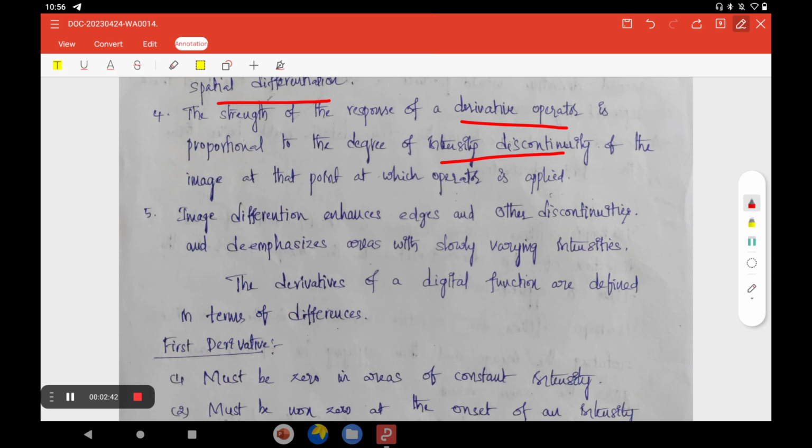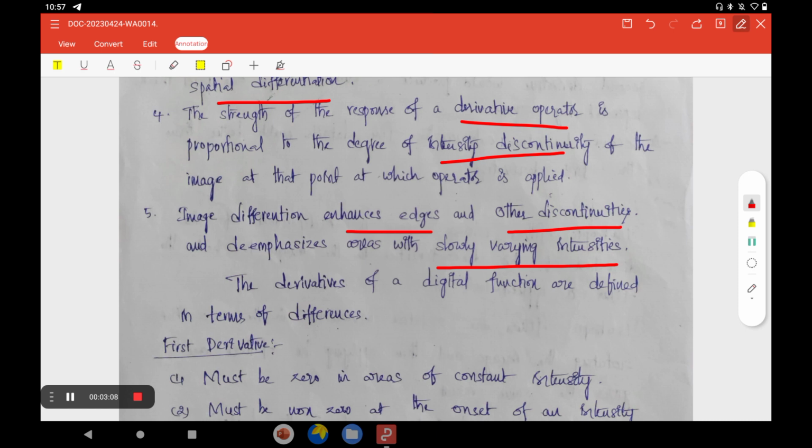As well as image differentiation enhances the edges and other discontinuities. So with the help of a differentiation operation, we can enhance the edges as well as other discontinuities, and de-emphasize the areas with slowly varying intensity. Wherever there are slow changes in the intensity values, those can be de-emphasized. That means we can suppress the corresponding values.